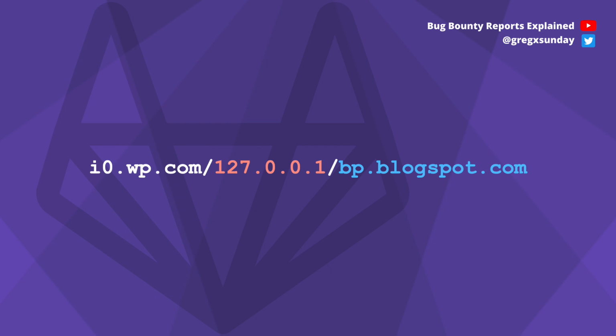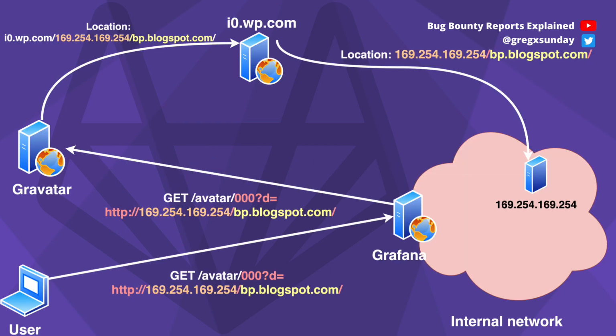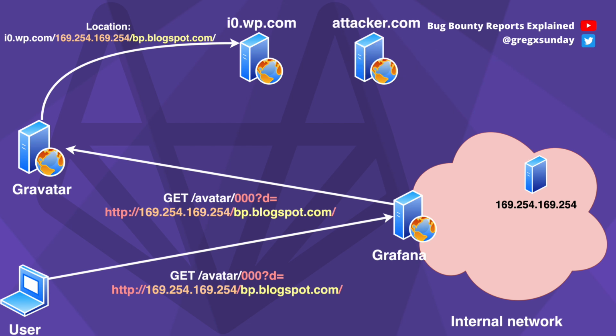So we can use this chain of redirects to make the server send the request to a host specified by us. However, there is still one problem. There will always be that bp.blogspot.com part in the path. But this is easy to resolve.